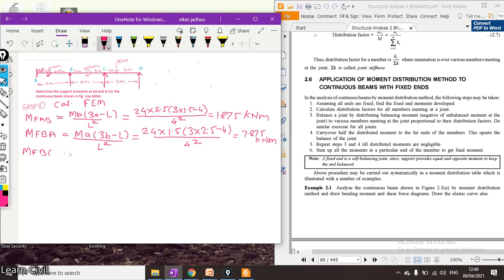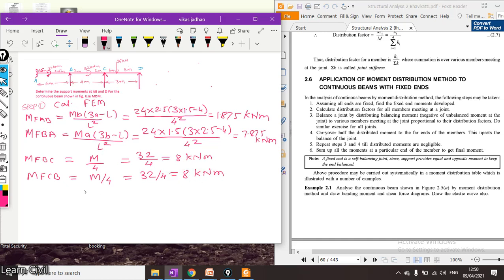MFBC, that is fixed end moment BC, is given by M by 4 because it is acting at the mid span. So we have M equal to 32 kilonewton meter. 32 divided by 4 will be equal to 8 kilonewton meter. And MFCB will again be given by M by 4, that is 32 divided by 4, equal to 8 kilonewton meter.